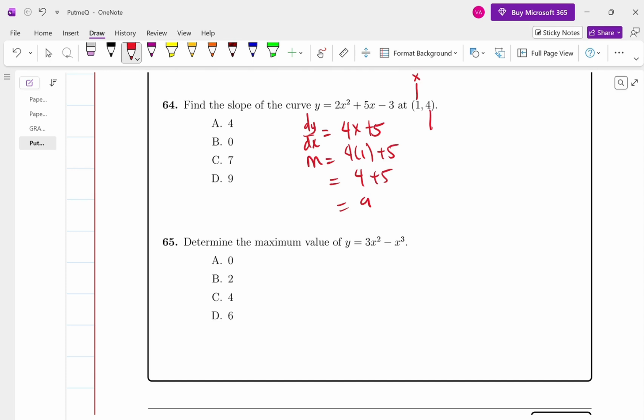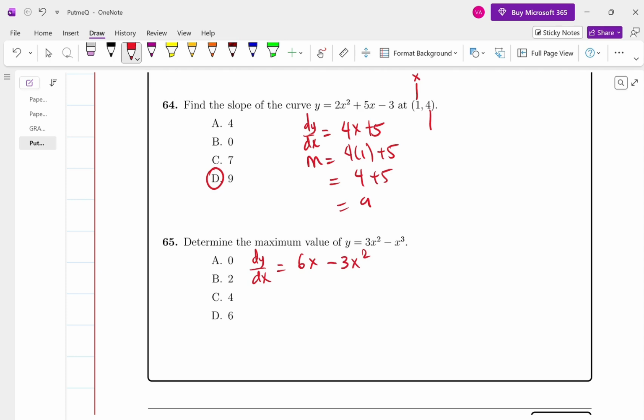So our answer is D. The next one: determine the maximum value of this curve. That's still differentiation, so let's differentiate this. dy/dx will give us 6x minus 3x squared.